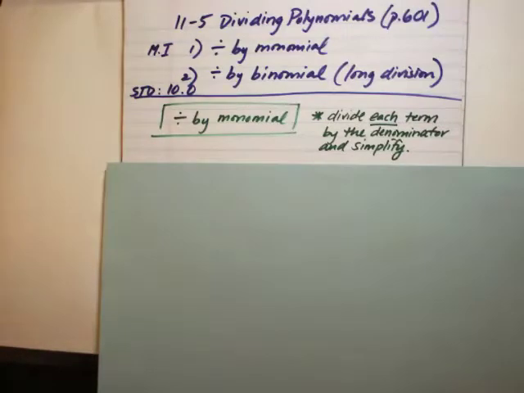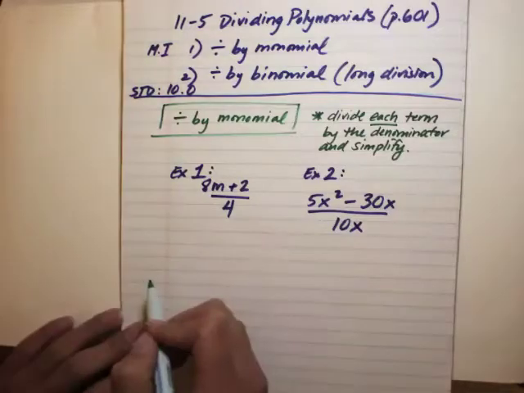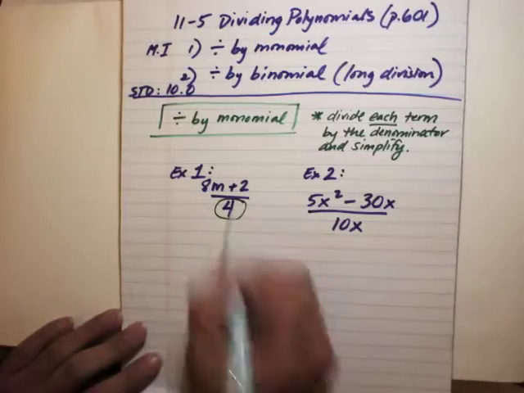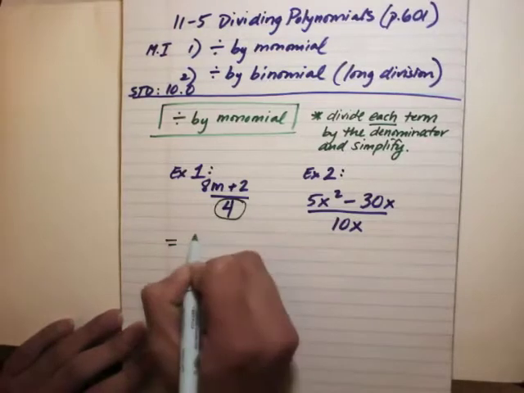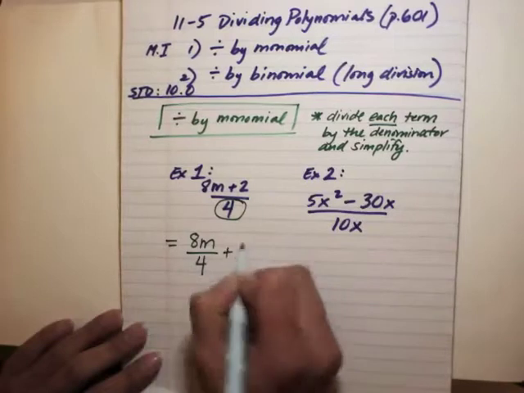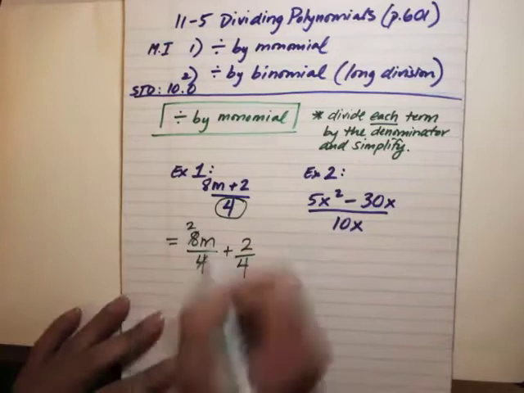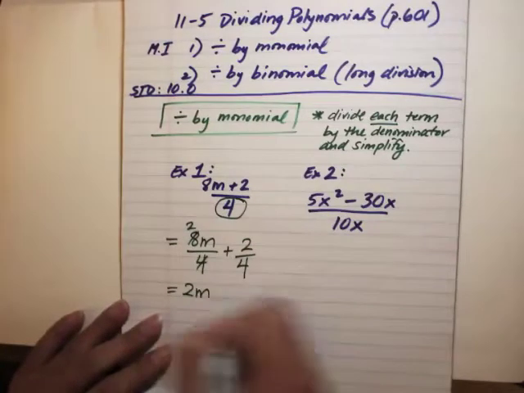The goal in dividing by a monomial is to just separate each term and divide each term by the denominator. And then you would go about simplifying it. I'm going to show you two examples. The very first, again, we said we're dividing each term by our denominator. So here's our denominator. To simplify this, you would simply put 8m divided by 4, and you have 2 divided by 4. And we would simplify this. You can cancel that. So simplified, you'd have 2m plus, reducing this, 1/2.